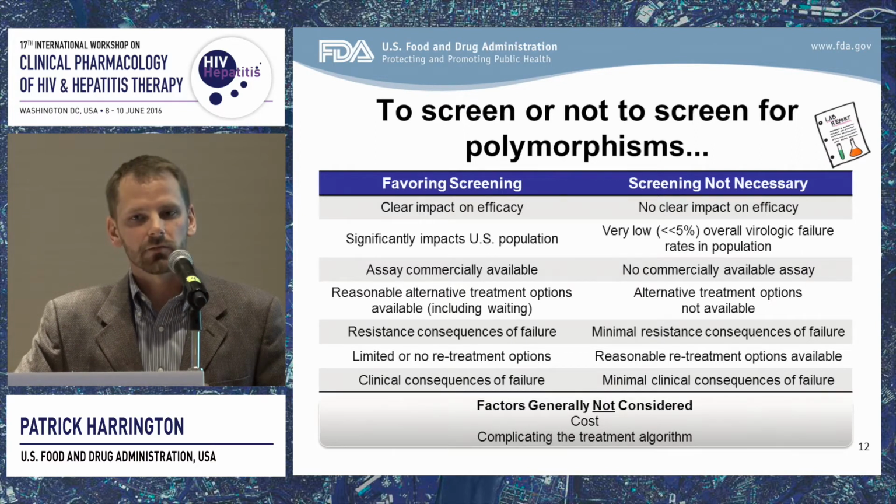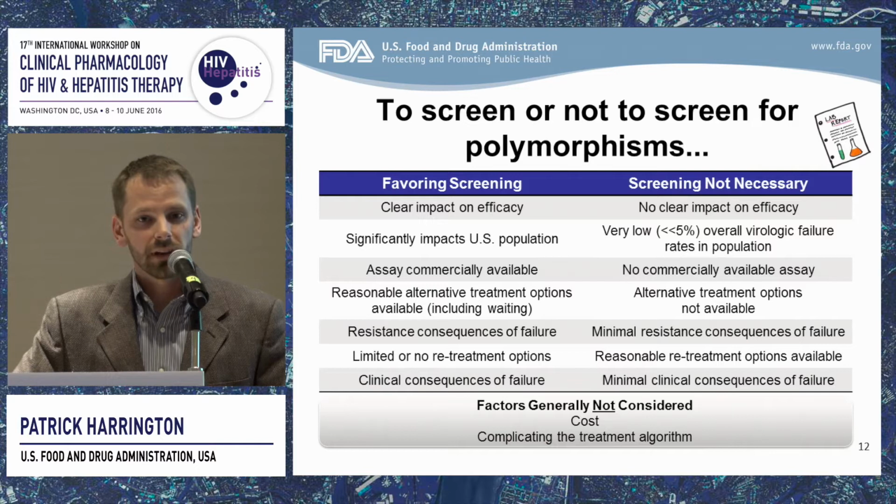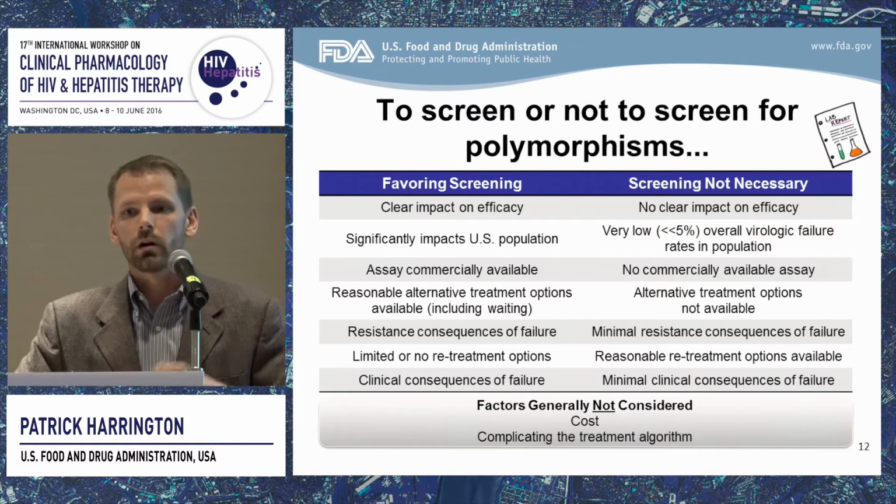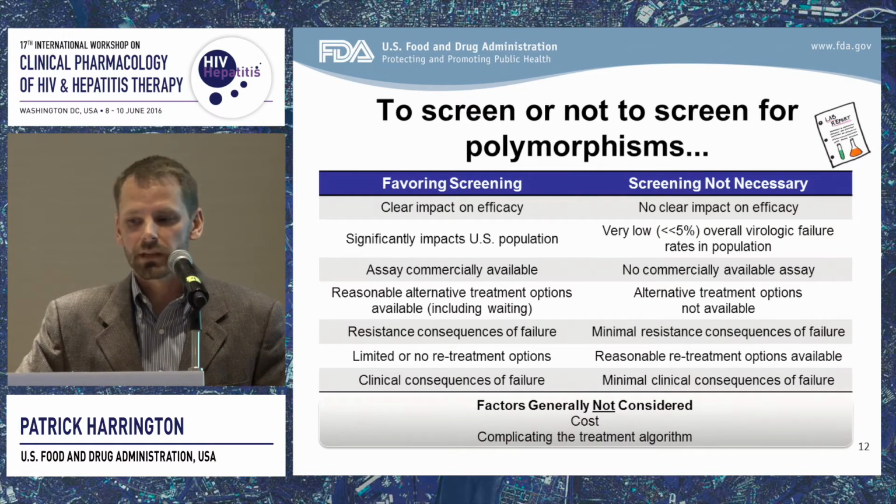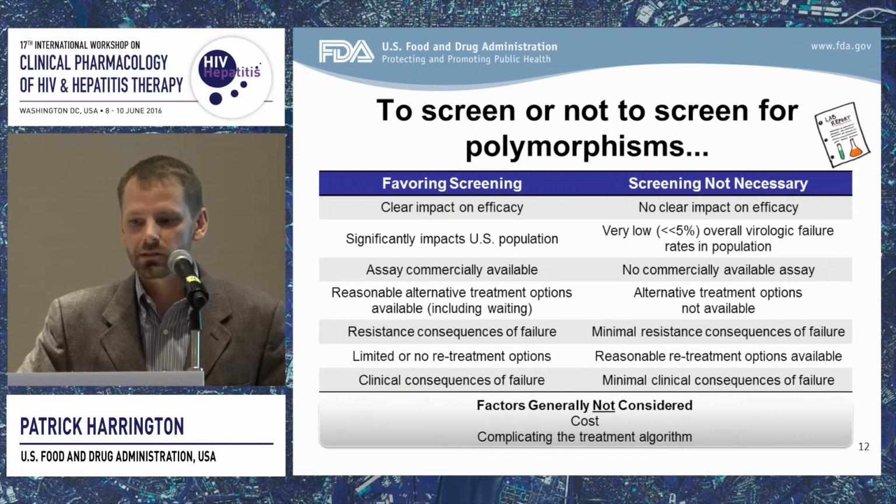That's not a detailed cost-benefit analysis by any means, but I have to think that if resistance testing can really help optimize the use of a particular regimen and limit the chance that someone might experience virologic failure and require retreatment with a more potent or more expensive regimen, I think in some circumstances it can be quite cost effective.